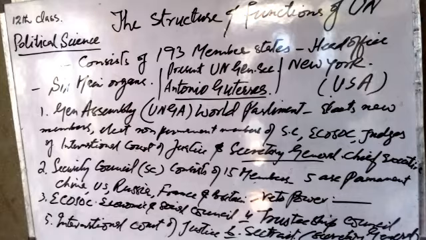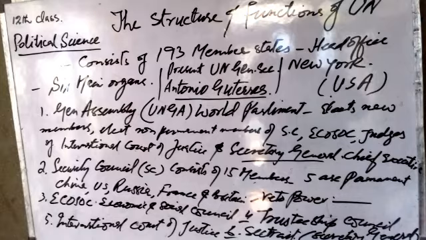The main functions of the Secretariat of UNO are: it calls the meetings of various organs of UNO. It enforces the decisions taken by various organs of UNO. It also prepares annual reports of each organ of UNO and presents them to the General Assembly. And it runs the working of UNO smoothly and effectively.